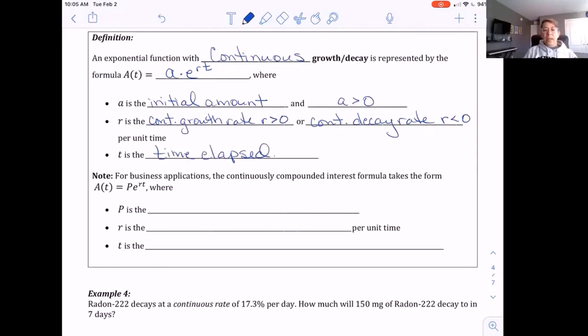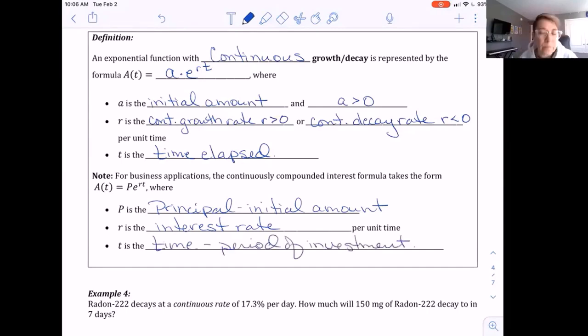Now for business applications or money, when we have continuously compounded interest, they just use P instead of A. It's the exact same thing. So you may have heard of the PERT formula. P is still your principal or initial amount. R is the interest rate, generally per year. And T is the time or period of investment, how long you're leaving the money in the bank.